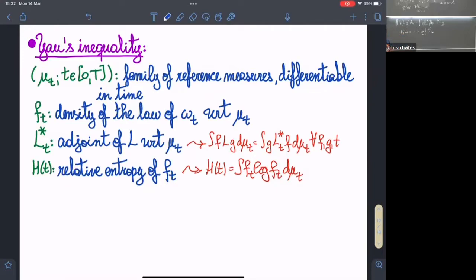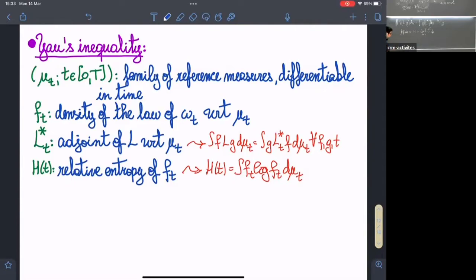And I'm going to call H_t the relative entropy of F_t, okay? Which is the same thing as saying it's the relative entropy of the law of the process at time t with respect to the measure μ_t, okay? So it's given by that formula there, okay? So the idea now is, if for some reason we manage to find a family of reference measures μ_t such that the relative entropy is small, and computations are kind of easy in some way with respect to the measure μ_t, then we're in good shape to say something meaningful about our original Markov chain ω_t.